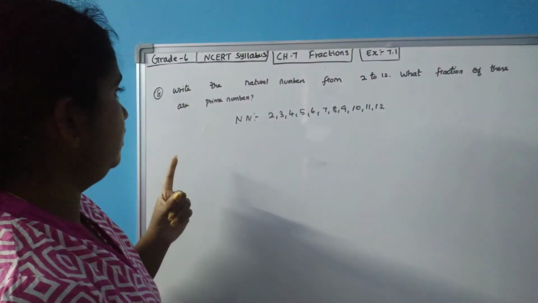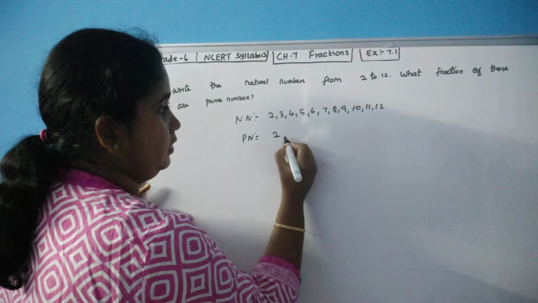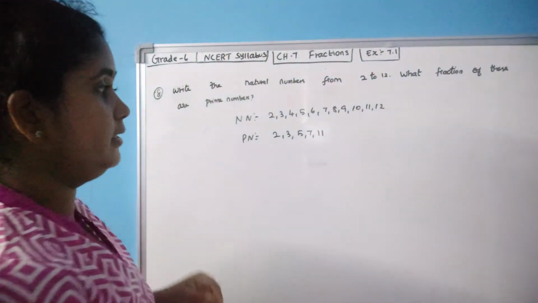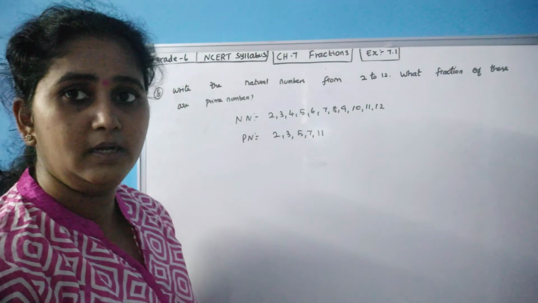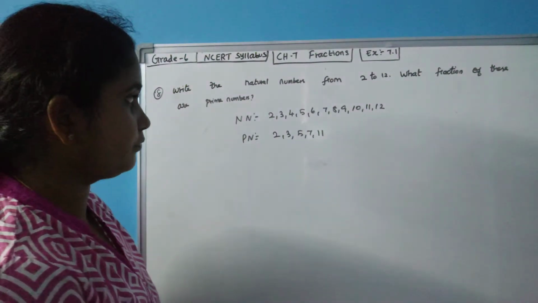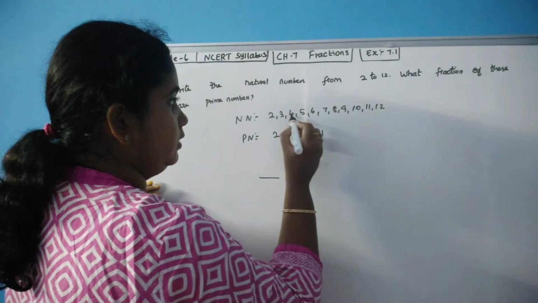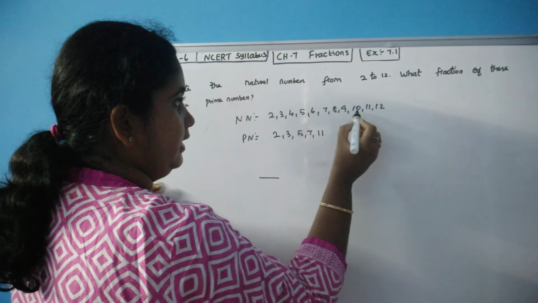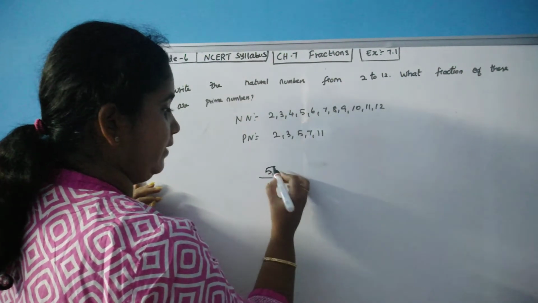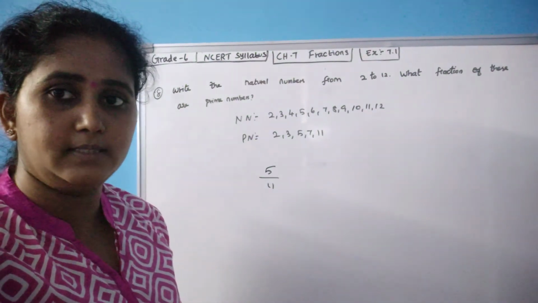Now here you have to find out the prime numbers. You know prime numbers in this are 2, 3, 5, 7, 11. A prime number is nothing but a number that has only the factors 1 and itself. It does not have any other factor. So now count. You wrote 1, 2, 3, 4, 5, 6, 7, 8, 9, 10, 11. So out of 11, how many prime numbers? 5. So 5 by 11 is your answer. Did you understand? Okay. Now we'll move on to the next sum.